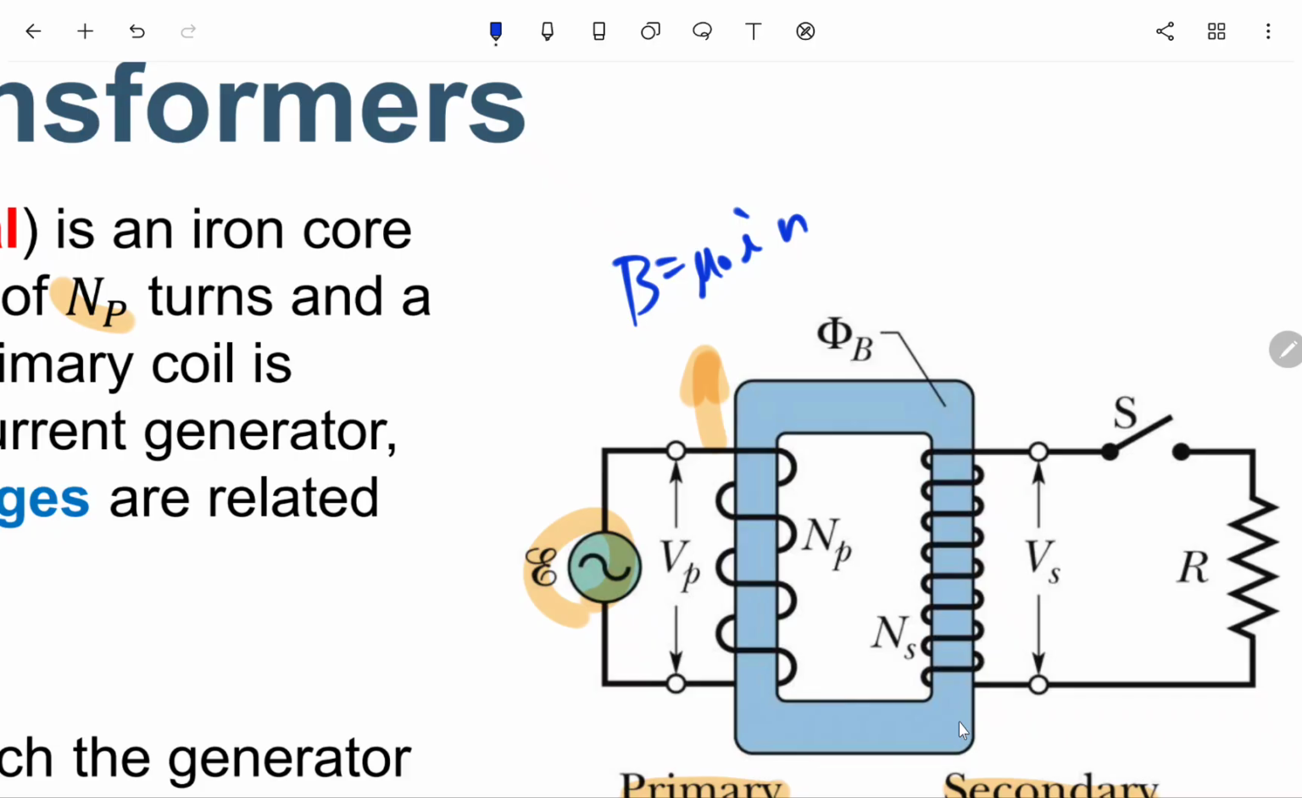So the idea here is like this. It generates some B field, and with Np turns, phi B will be multiplied by Np, so proportional to this Np. And then finally, for Faraday's law, it will be Ns times negative d phi B dt. So this phi B is proportional to this B, and also the derivative of it, and then also proportional to this Ns.